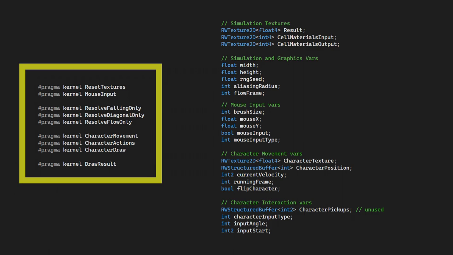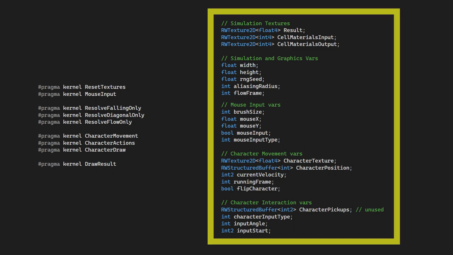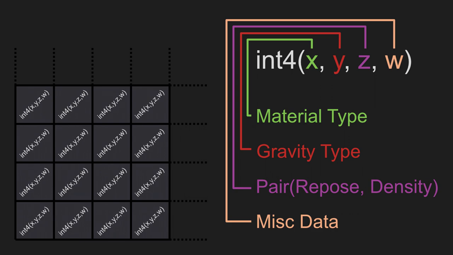There are currently 9 separate kernels that each have their own job that are executed one or more times each frame. These executions are orchestrated by a C# script that also handles reading user input. The C# script and the compute shader share data in the form of texture 2Ds, structured buffers, and a few odds and ends variables. The data for all the cell materials is stored in a 2D texture of type int4. I'll refer to this as the cell material texture.